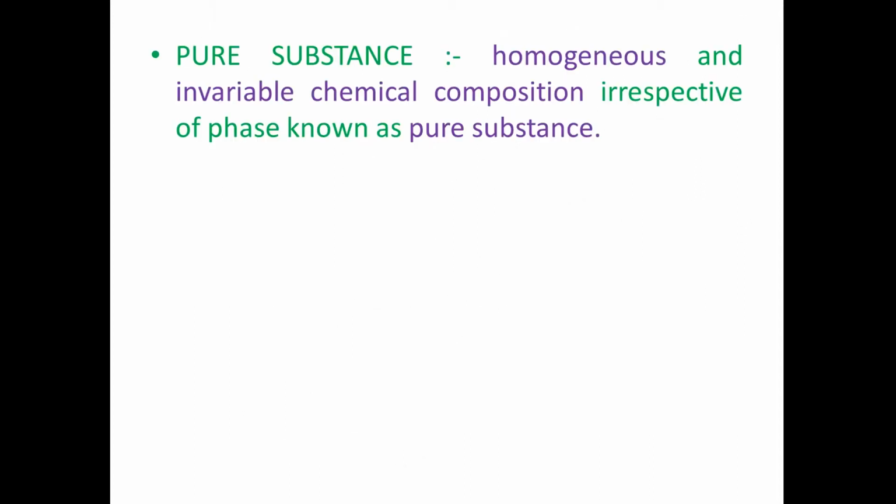After defining all these things, we must know what actually a pure substance is. So remember these really important things to know the pure substance. The definition of a pure substance: a substance with homogeneous and invariable chemical composition irrespective of phase is known as a pure substance.